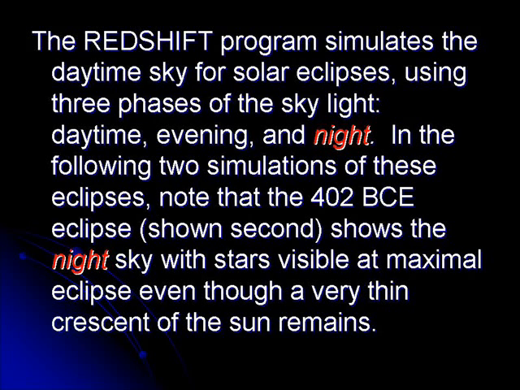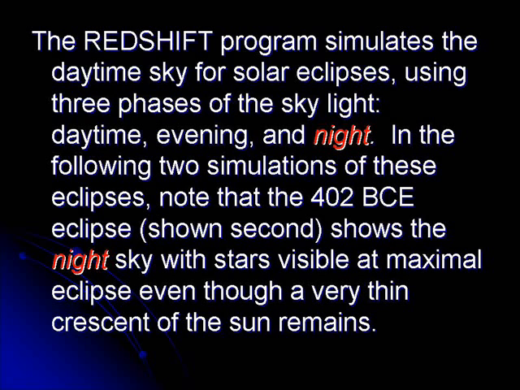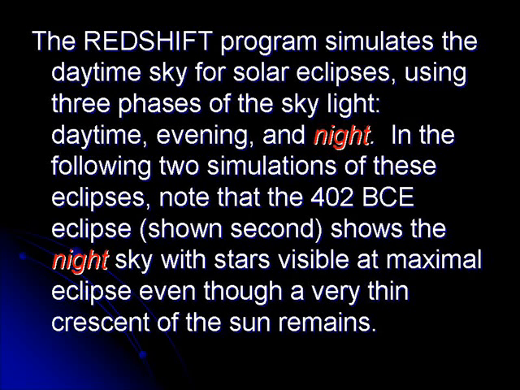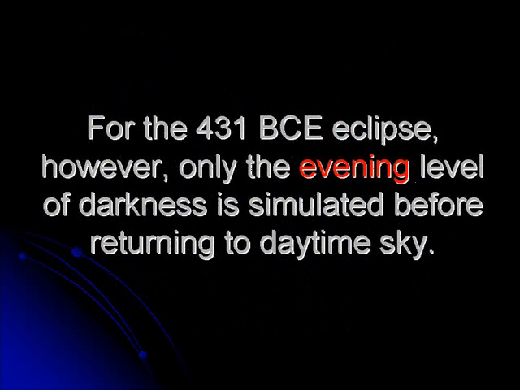So again, in the eclipses we're going to look for the different phases used by the Redshift program to show the simulated daytime sky, and it shows an extra intensity for the 402 BC eclipse that is not seen with and not used with the 431 BC eclipse, which suggests the degree of intensity is sufficient to warrant that extra degree of darkness.